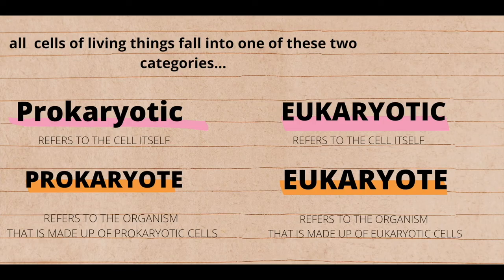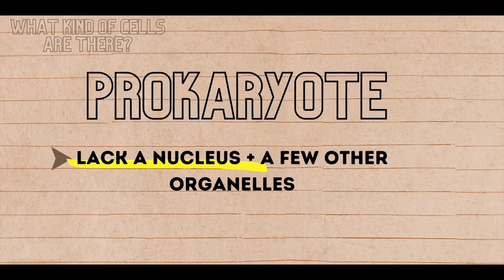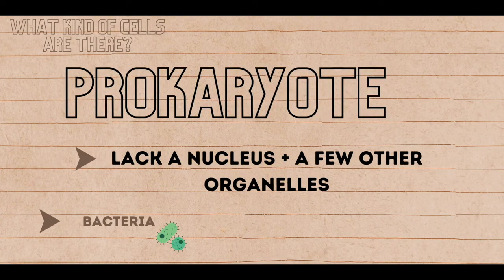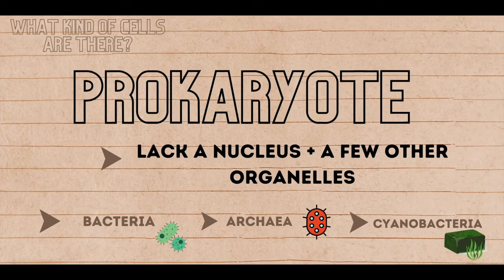So your prokaryotic and eukaryotic cells actually have a lot more in common than they do differences. Nevertheless, they do have one major difference. So prokaryotic cells lack a nucleus and a few other organelles. However, they lack a nucleus, and this is the big takeaway. Your prokaryotic cells include bacteria, archaea, and cyanobacteria.